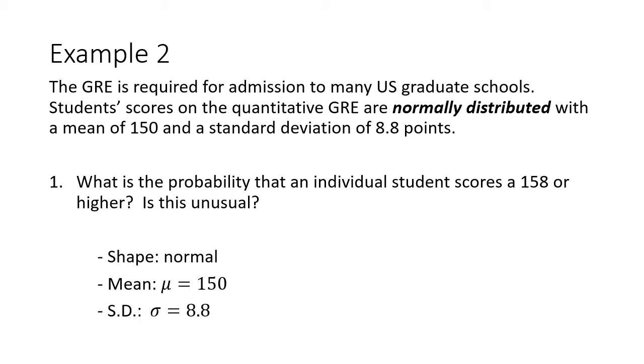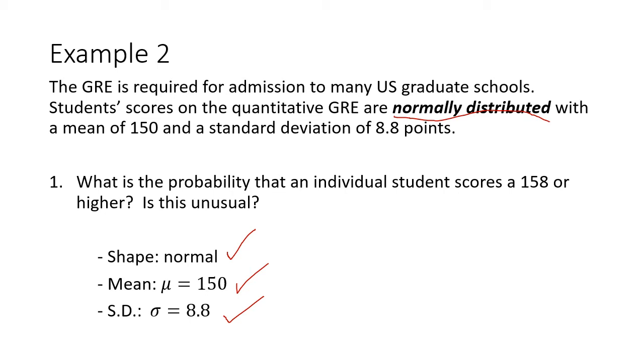So we want to always go through the same checklist. Make sure our shape is normal. And it even says in the problem that this is normally distributed, so our shape is normal. So check. Then we need to make sure that we know what our mean is. And again, the mean's given in the problem. It's a good idea to organize all this data from the beginning, and then our standard deviation. We're going to need all of that information.